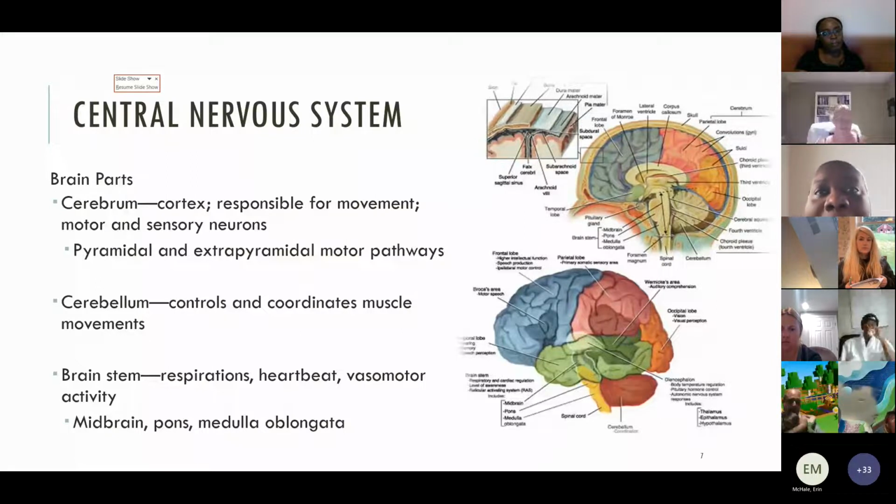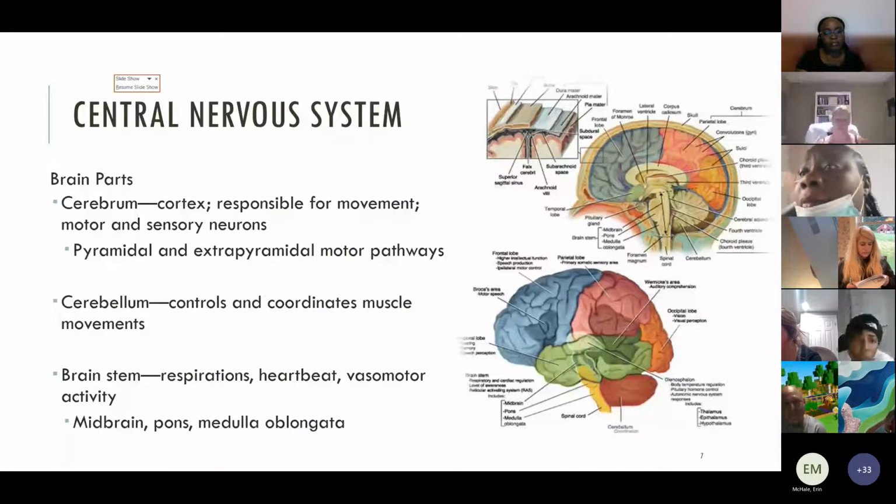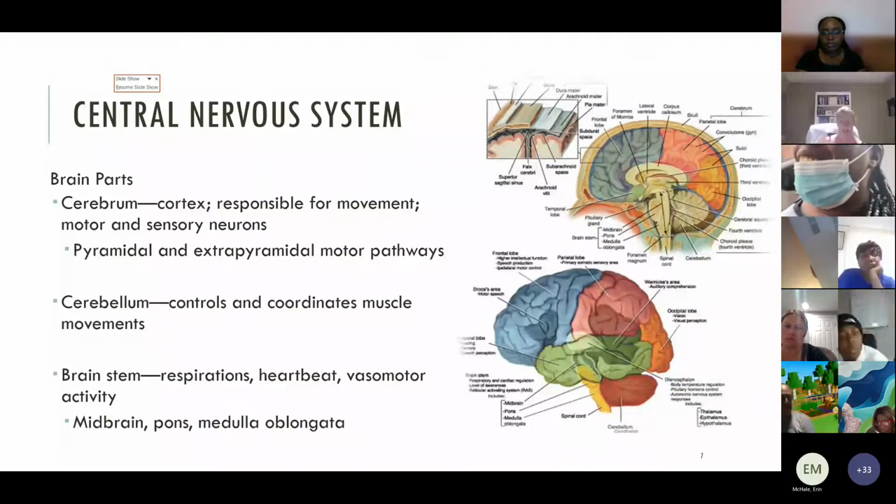We have motor tracts in our body. We either have pyramidal or extrapyramidal neurotracts. Our pyramidal motor pathways start in the motor cortex of our cerebrum, and then they end in our brainstem and our spinal cord. Those extrapyramidal fibers start also in the motor cortex, but then they're going to go out a little bit further, all the way to the cerebellum and the basal ganglia. Then we have our cerebellum, which is going to help control our coordination and our muscle movement.